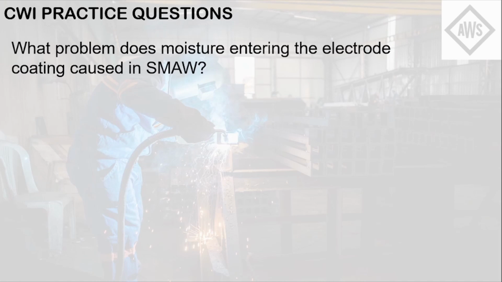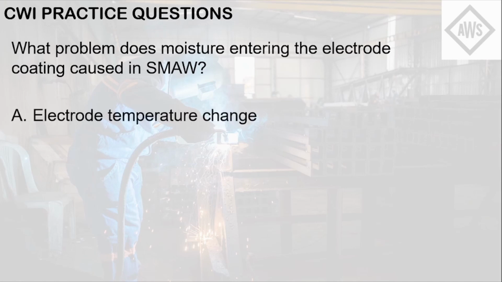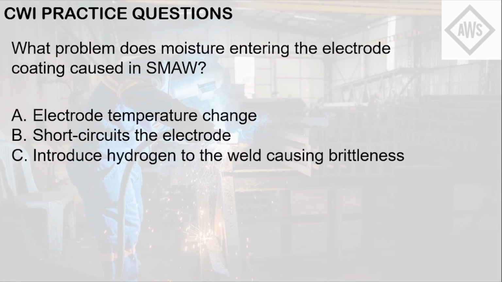Next question. What problem does moisture entering the electrode coating cause in SMAW? Letter A, electrode temperature change. Letter B, short circuits the electrode. Letter C, introduces hydrogen to the weld causing brittleness. Letter D, none of the above. When moisture enters the electrode coating, what does it cause during the stick welding process? Does it change the electrode temperature? Does it short circuit the electrode? Short circuiting mainly pertains to GMAW processes.